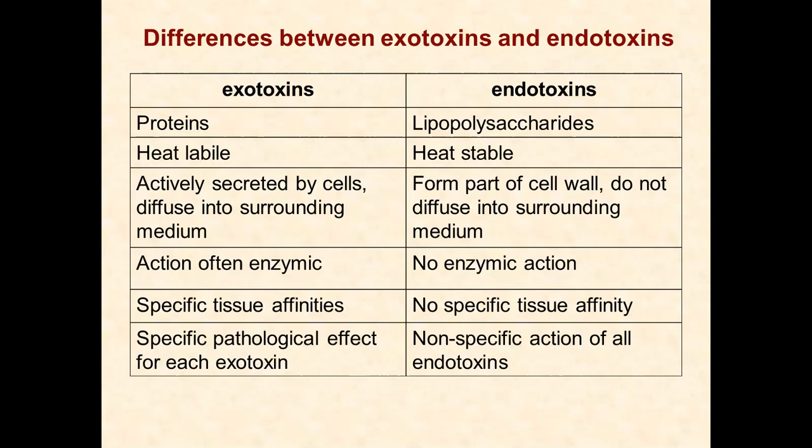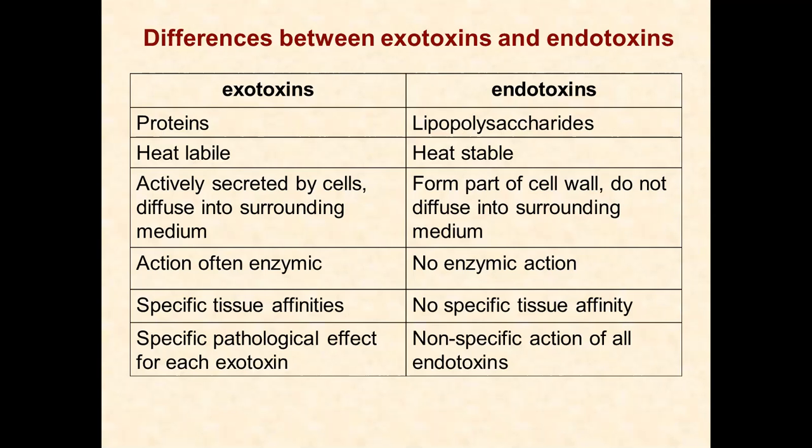Being proteins, the exotoxins are heat labile, so they are easily destroyed at high temperature. Exo means they are actively secreted from live cells into the surrounding medium, and many of them have properties of enzymes, and they are very specific in their target tissues. Some of them are neurotoxins, others cytotoxins, and maybe enterotoxins, and the effect is very specific.